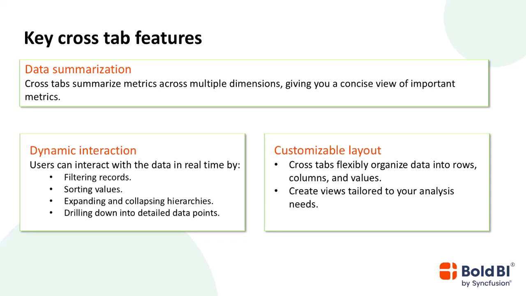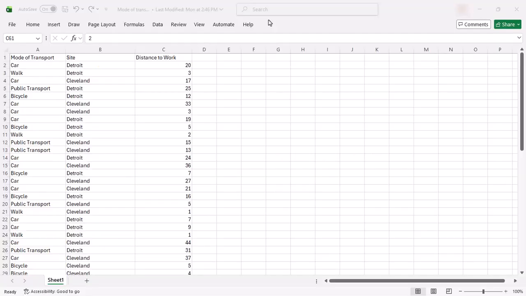Crosstabs provide a flexible layout where you can arrange fields as rows, columns, or values based on your reporting requirements. This allows you to create views that best suit your analysis goals. Let's consider a dataset containing mode of transport, site, and distance to work. The objective is to analyze commuting patterns across different locations and transportation methods. Using a crosstab, we can quickly determine average commuting distance by transportation mode, transportation preferences by location, and distribution of commuters across sites. Let's see some cases where this can be achieved.